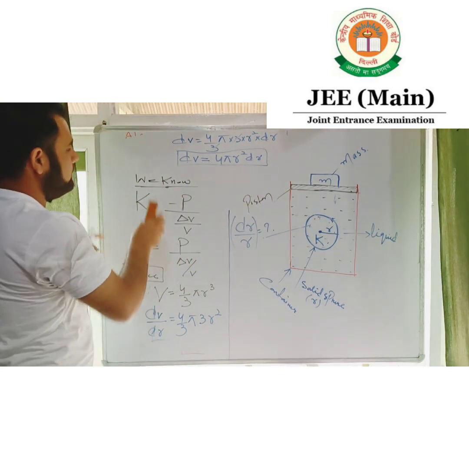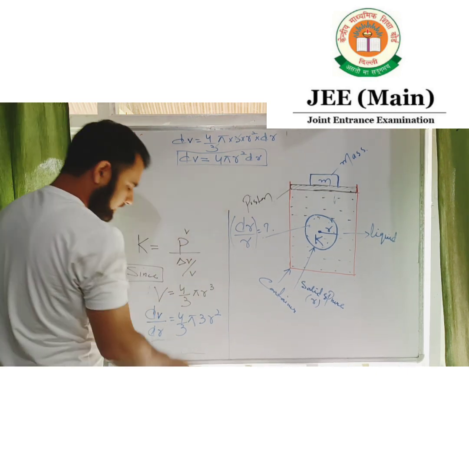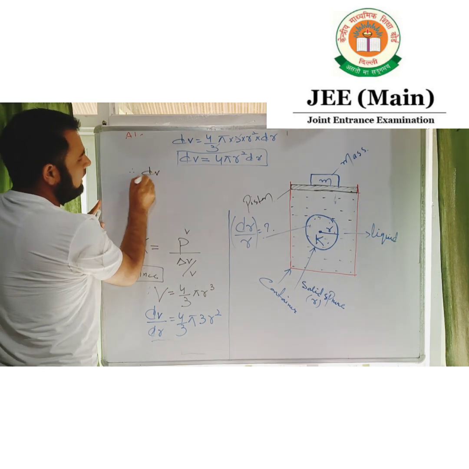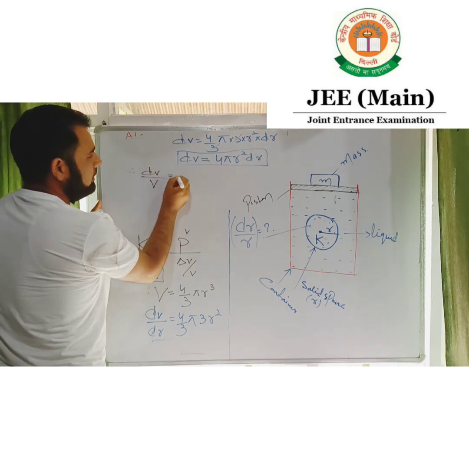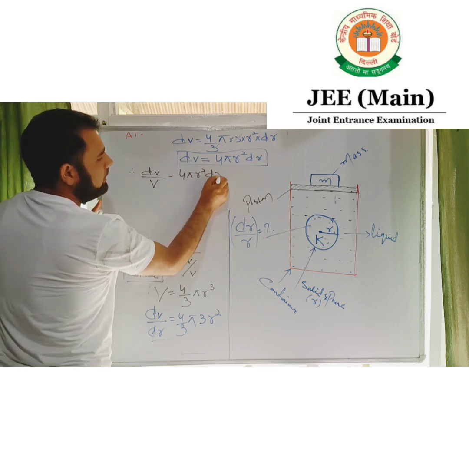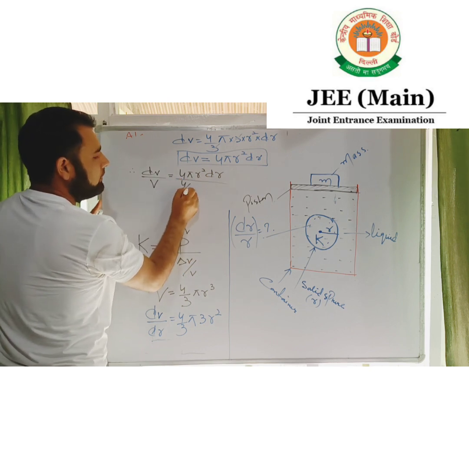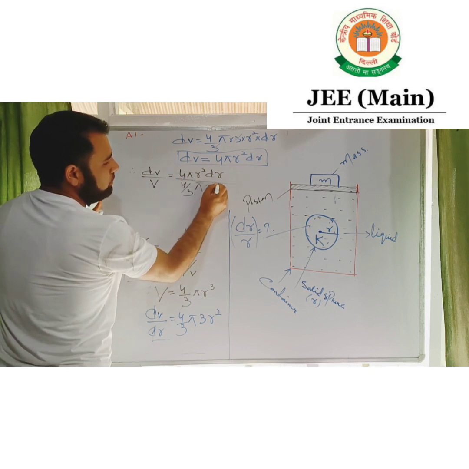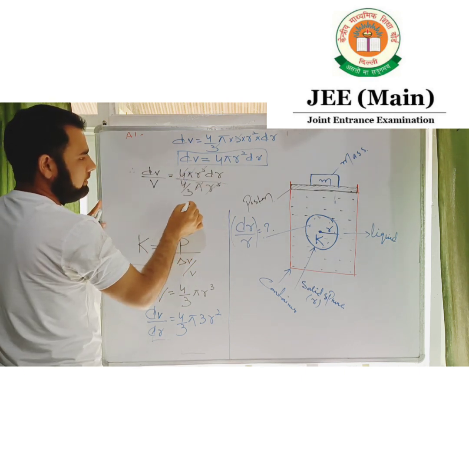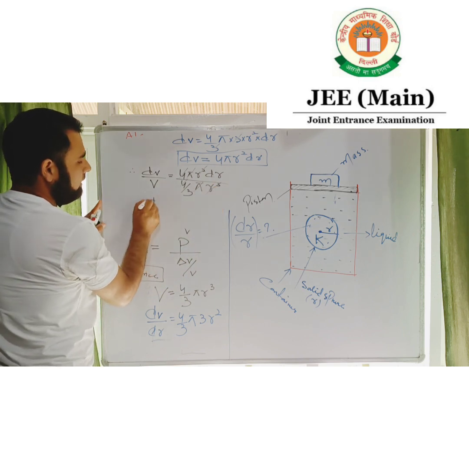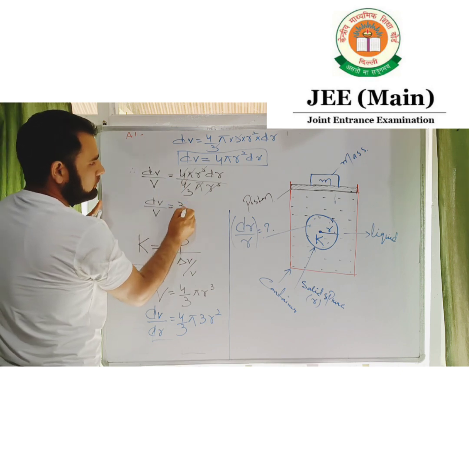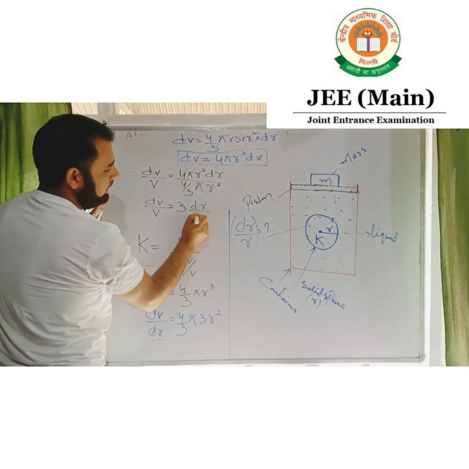Therefore dV by V is equal to 4 pi r square dr divided by 4 by 3 pi r cube. So 4 and 4 cancel out, pi cancels, and r square cancels with the r cube. Therefore dV by V, the volumetric strain, is simply equal to 3 dr by r.